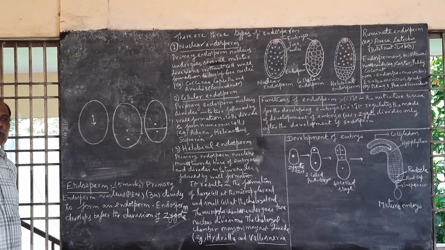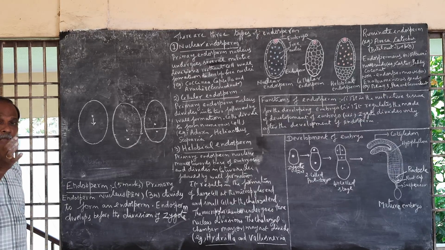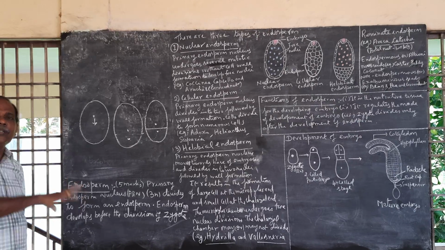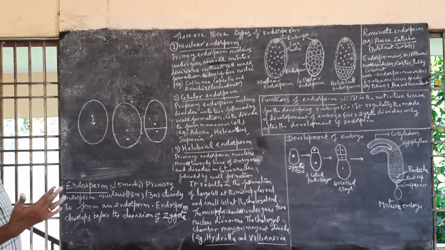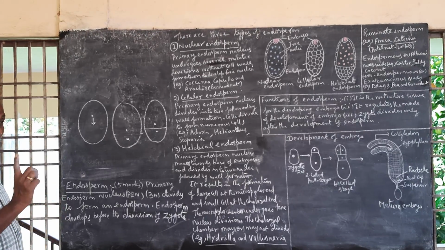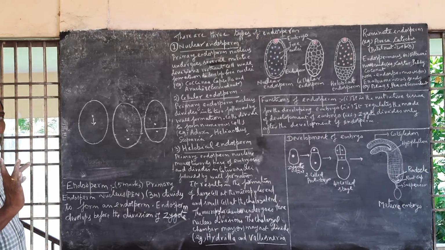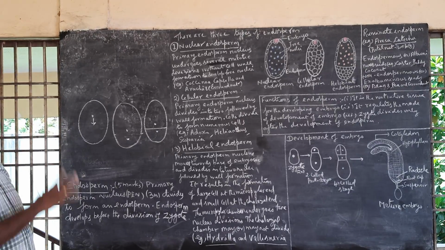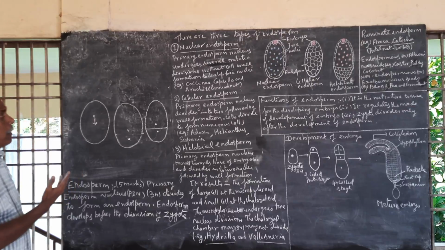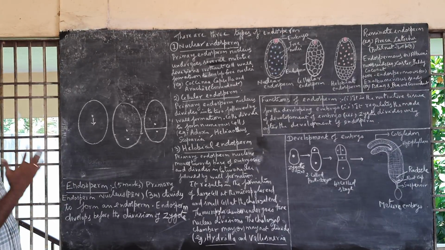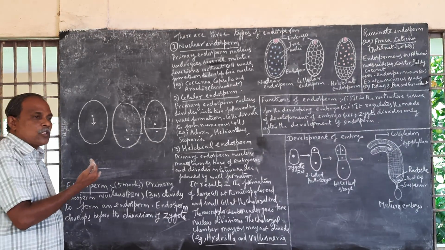First one, nuclear endosperm. The single primary endosperm nucleus divides into many. The nuclear division is not followed by wall formation. What kind of divisions? Repeated mitotic divisions, not followed by wall formation. That kind of endosperm is nuclear endosperm. Examples: coccinea, capsula, arachis. Then next one, cellular endosperm.